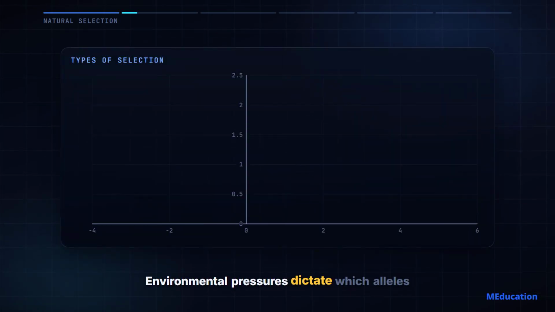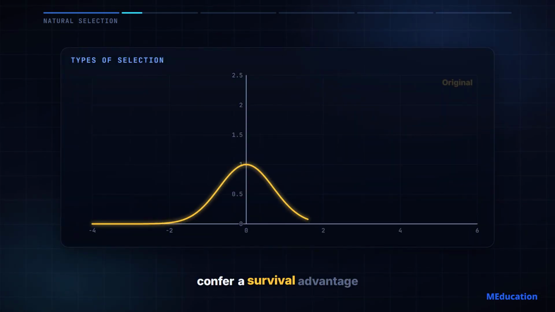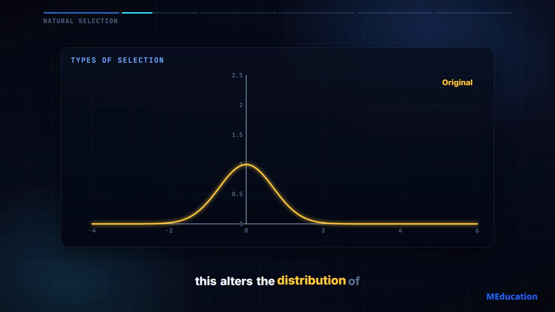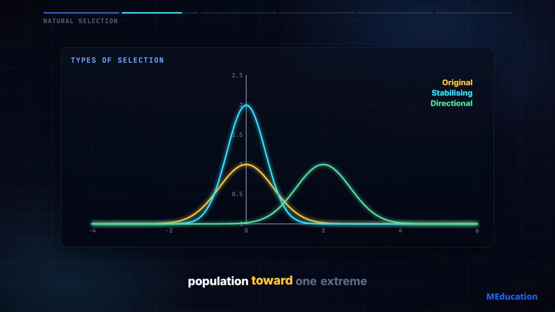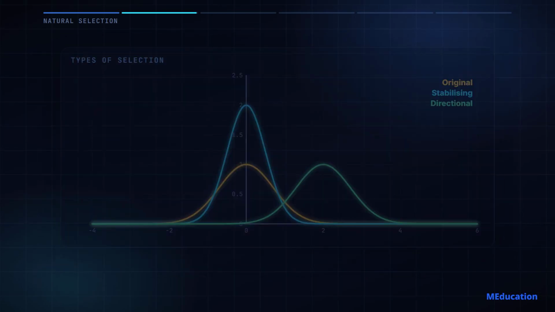Environmental pressures dictate which alleles confer a survival advantage, and we will explore how this alters the distribution of phenotypes in a population. Stabilizing selection narrows the variation, favoring intermediate traits like human birth weight. Directional selection pushes the entire population toward one extreme, which is exactly what happens with antibiotic resistance in bacteria.